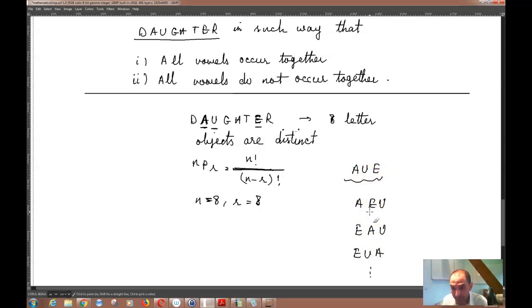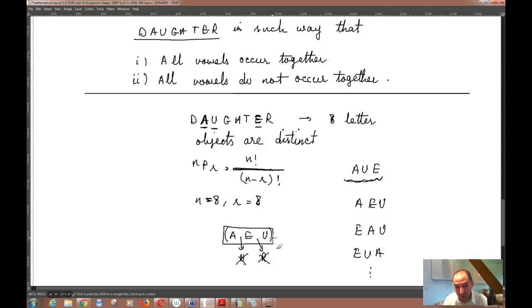So what that means is that you want these 3 letters to occur in the word this way and not this way. For example, A, E, and U must occur together, meaning I don't want some H to be somewhere between A and E, or some R to occur over here. I don't want this to happen, nor do I want this to happen. I want these 3 to remain together, stick together.